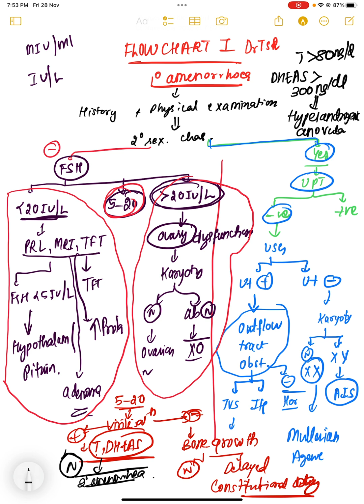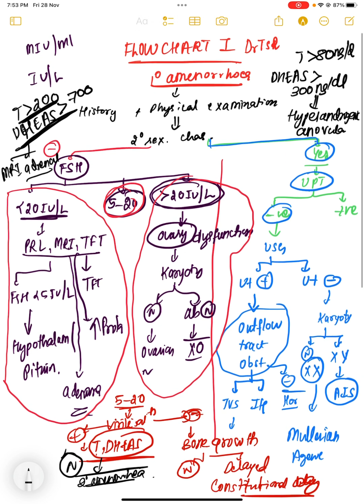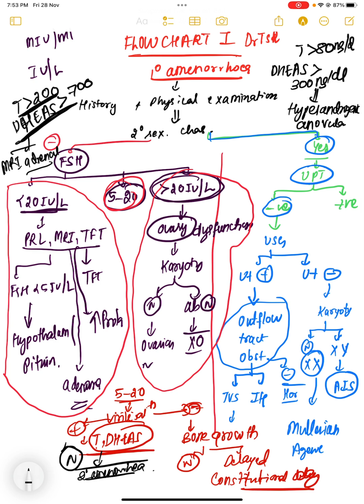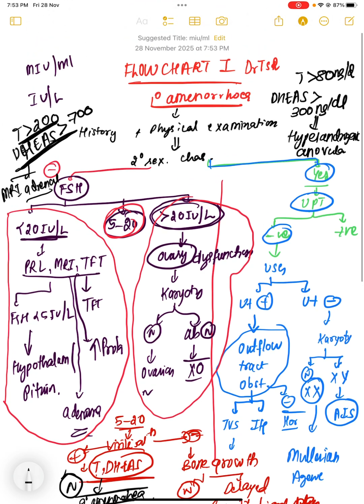But if the testosterone is more than 200 and dihydroepiandrosterone sulfate is more than 700, then you should do MRI of the adrenal and look for any adrenal tumor which is secreting androgen. Androgen is secreted by the adrenal gland, na? So any adrenal gland tumor is there or not, you have to rule out. So this is in brief about how to evaluate a case of amenorrhea.